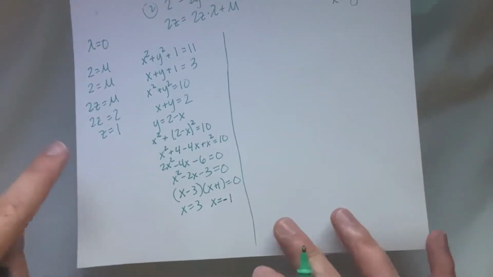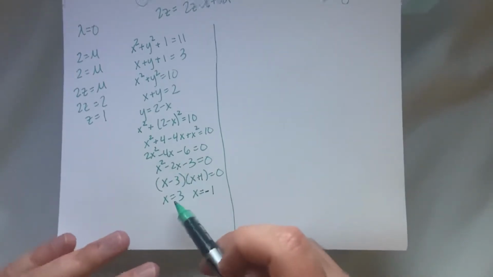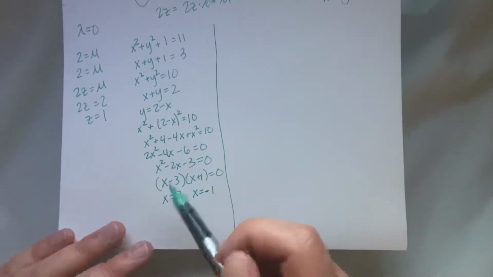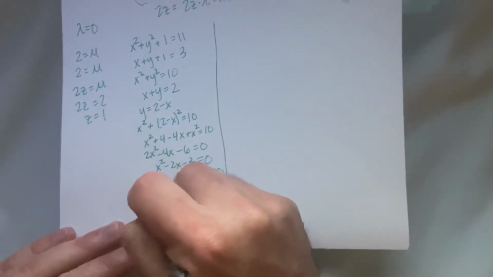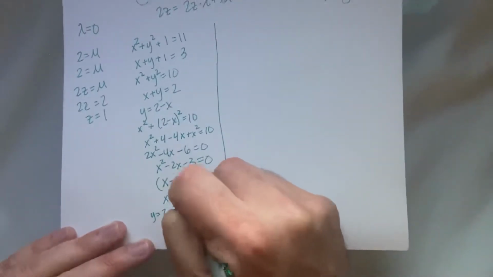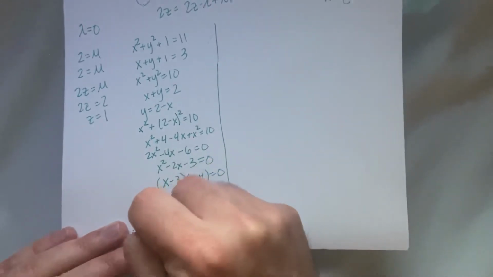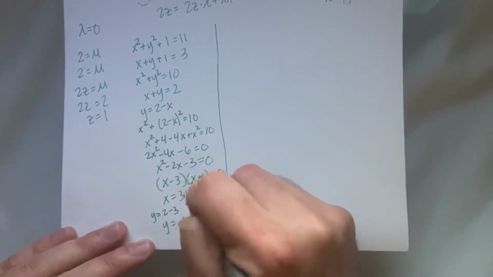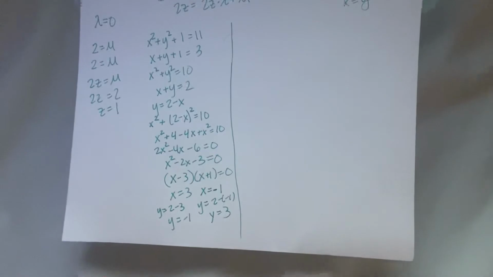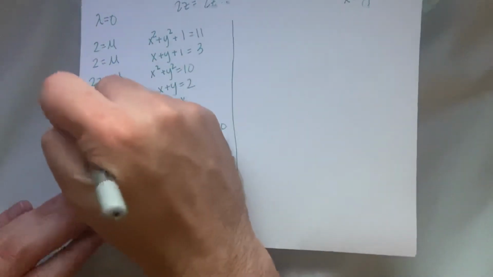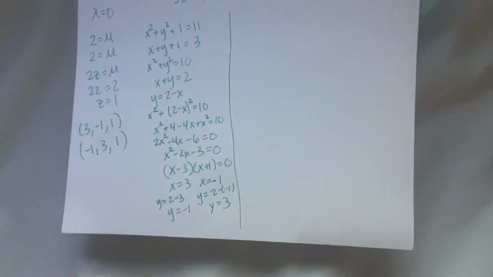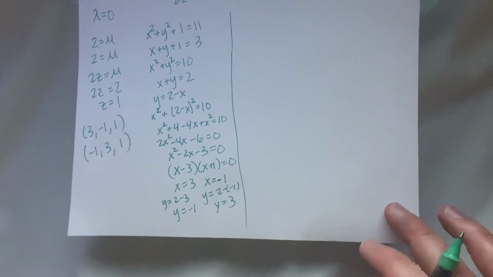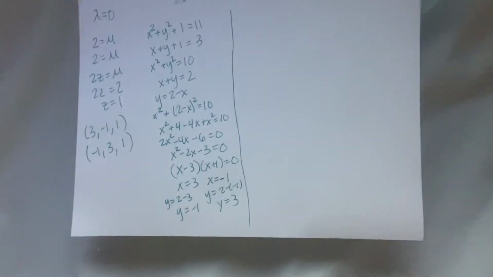To go with the z equaling 1. So if x is 3, we know that y is 2 minus x. That means y is 2 minus 3, or y is 2 minus negative 1. So that means y would be negative 1 and y would be 3. So that gives us 2 points: either x is 3, y is negative 1, z is 1, or x is negative 1, y is 3, z is 1. Okay, so those two we'll check in a bit.